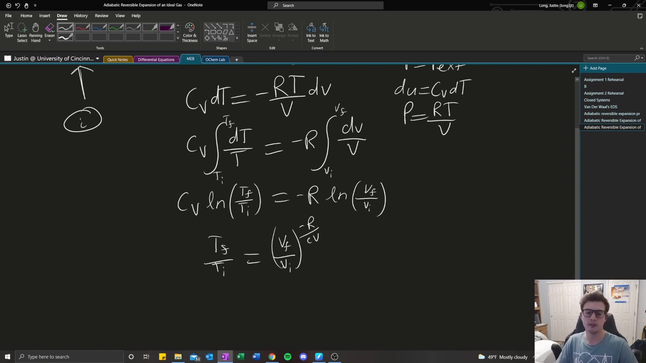But we don't want these in terms of volumes. We're looking for a temperature and pressure relationship. So what we know from up here, because it's an ideal gas, we were able to find the pressure in terms of these other terms. We can also find the specific volume in terms of the other three terms. So what we've got is the volume is equal to RT over P.